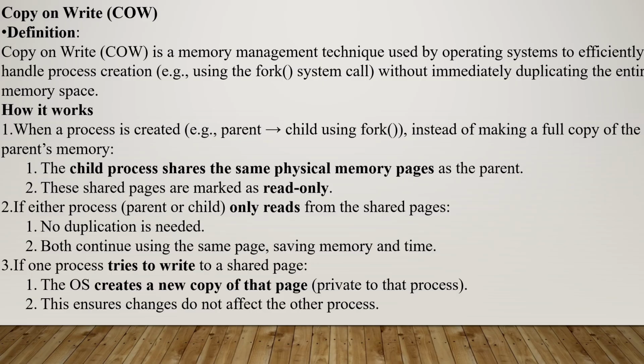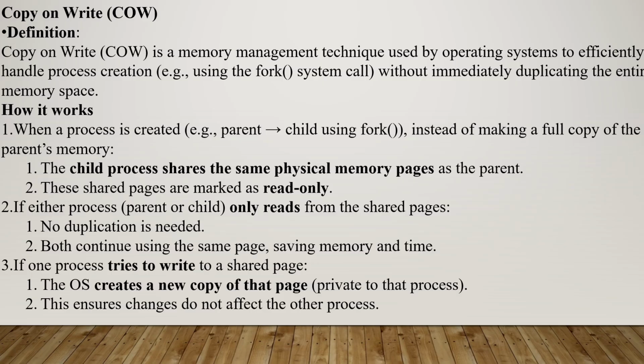Normally, when we create a child process, it seems logical to make a full copy of the parent's memory, right? But duplicating the entire memory can be slow or wasteful, especially if the child is not going to change most of the data. So instead, the OS uses copy on write to be smarter. Let's see how it works.